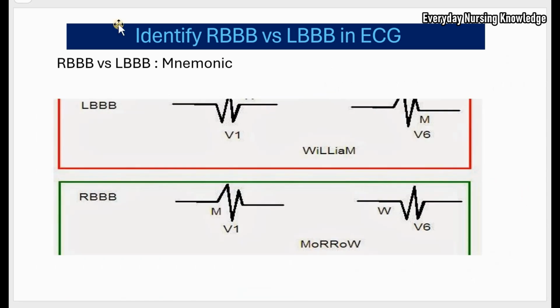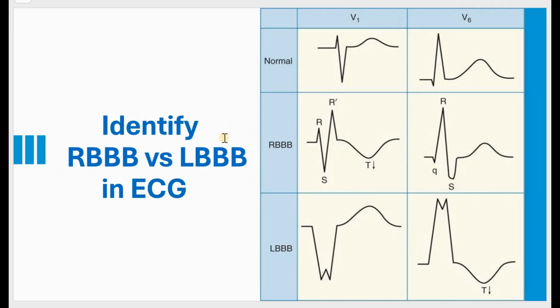So remember, the mnemonic for right bundle branch block is MaRRoW, M in V1 and W-shaped pattern in V6, and left bundle branch block is WiLLiaM, that is W-shape in V1 and M-shape in V6. So today we learned how to identify right and left bundle branch block in EKG, and thanks for watching my video.